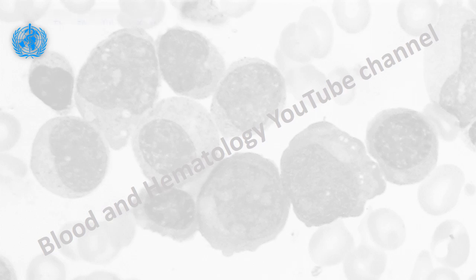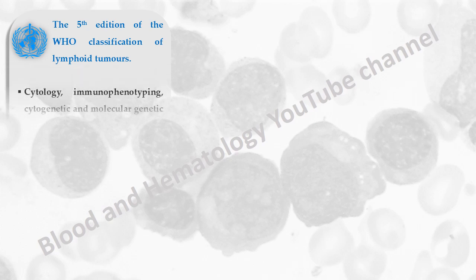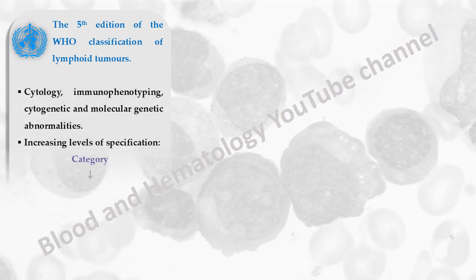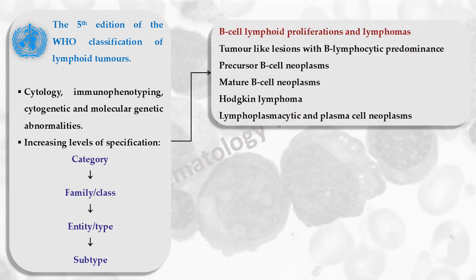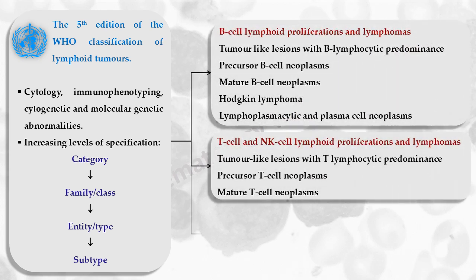The fifth edition of the World Health Organization classification of lymphoid tumors, based on cytology, immunophenotyping, cytogenetic and molecular genetic abnormalities, applies a hierarchical system for classification. That is, it organizes diseases in order of increasing levels of specification, from category, family, class, entity, type, to subtype. The lymphoid neoplasms are classified into three main categories.